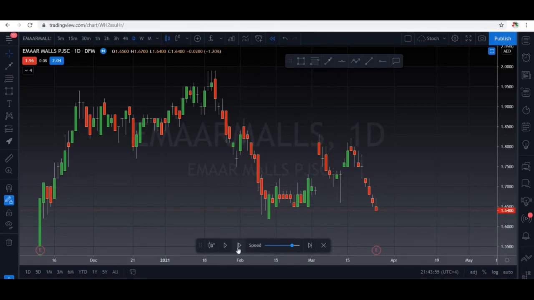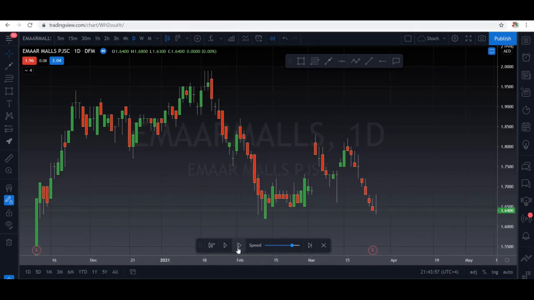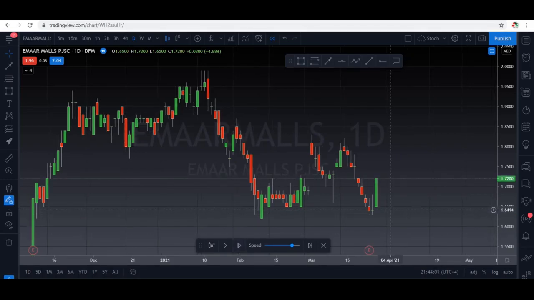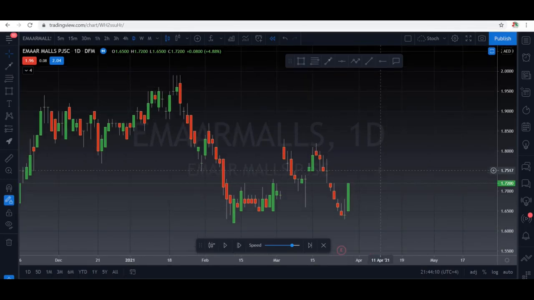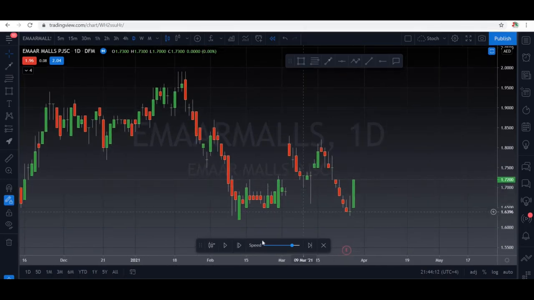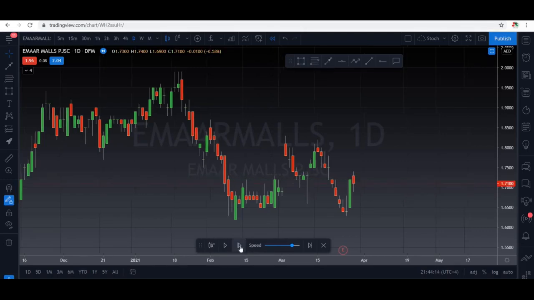Let me hit the play button now. Okay, we can see a doji candle. Whoa. Push to the upside. Do we enter the trade? No. We do not know if it is a real breakout or a fake breakout. Let me keep playing. Okay, it's a bearish candle.